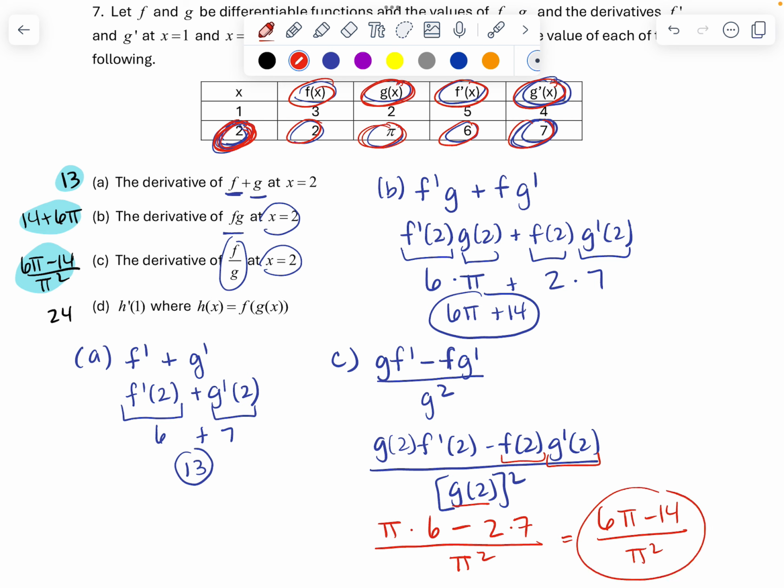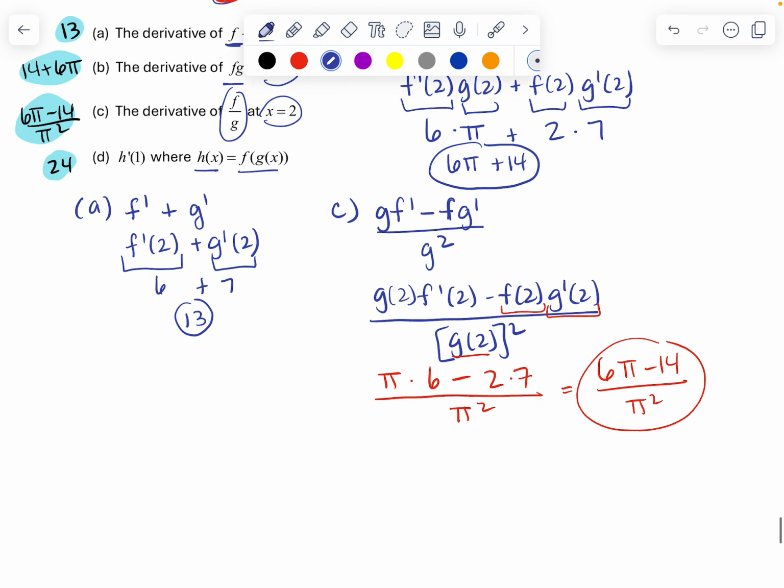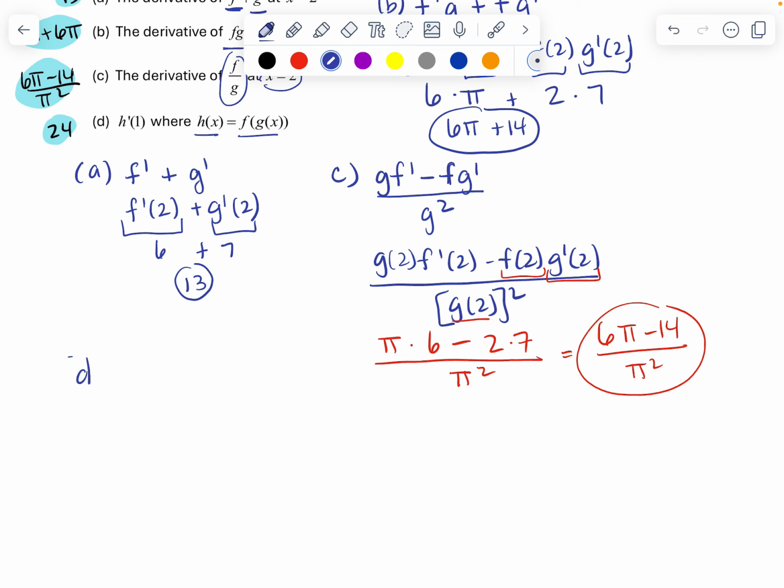All right? And then the last one here, I forgot to highlight. Let's highlight that. Okay, we need to find the derivative of h of x, which is f of g of x. Let's do that right here, part D. Okay, so the derivative of f of g of x, this is not quotient rule, chain rule. So the derivative of f of something is f prime of that something. But then we have to chain rule this and move to the inside. The derivative of g of x is g prime of x.